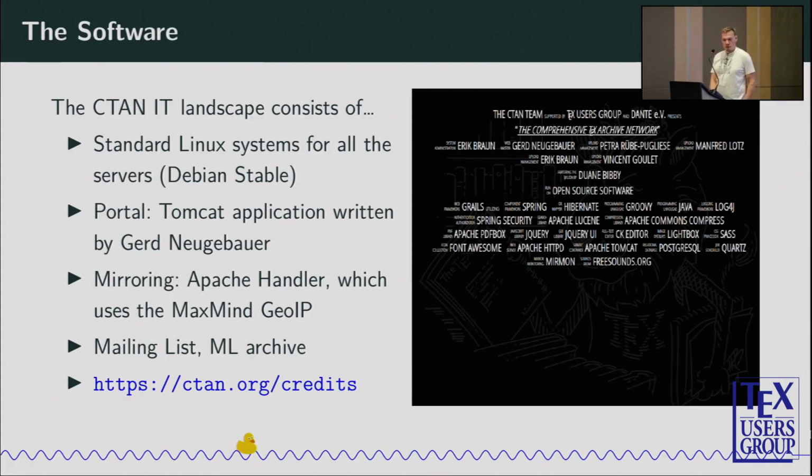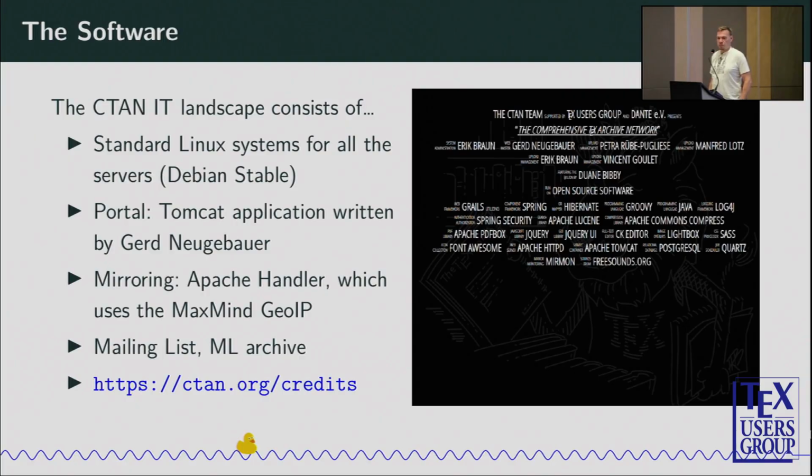Okay, apart from MaxMind, that's the name of the firm, MaxMind GeoIP geolocation software, which maps IP addresses to locations. We use just standard free software, but we had to program or write many applications and scripts by ourselves.